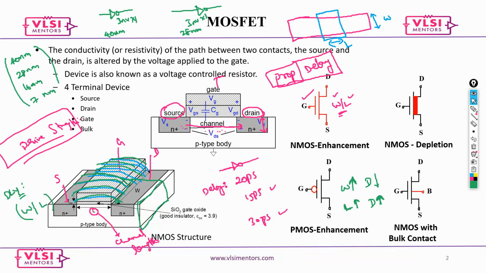Go ahead, guys. Someone was trying to answer it. For example, the first one 40 ps, the second one 28 ps. It is much faster because of W by L. Okay. Now, what about others? 40 nanometer delay is more, 28 nanometer delay is less.